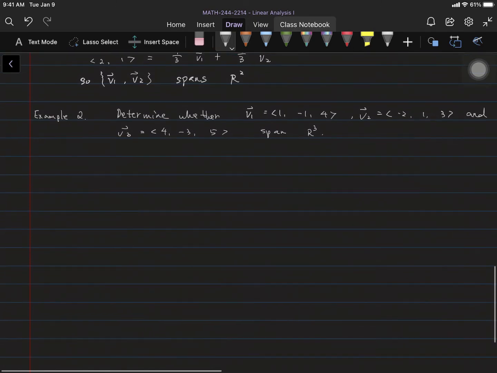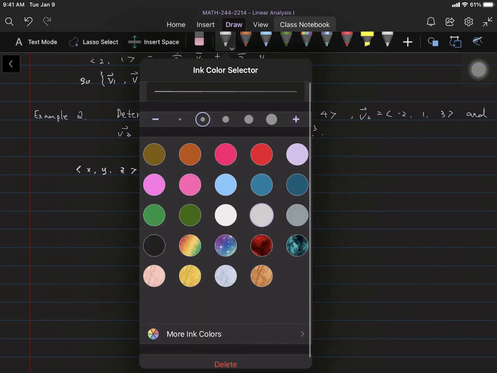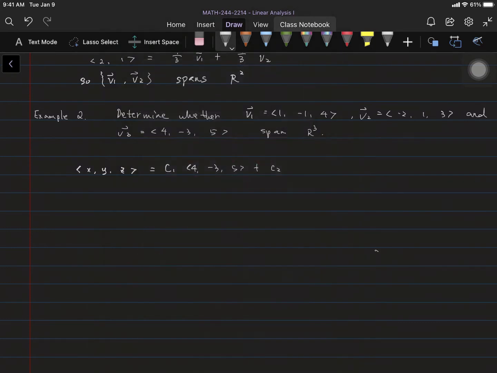Same thing, do you remember example 1? For any vector, but here in R3, it has 3 components, x, y, z, right? It's a linear combination of C1, C2, C3. So I copied the V3, sorry. So this should be C1 V1, which is 1, negative 1, 4. And the C2 V2, negative 2, 1, 3. And the C3 V3, 4, negative 3, 5.